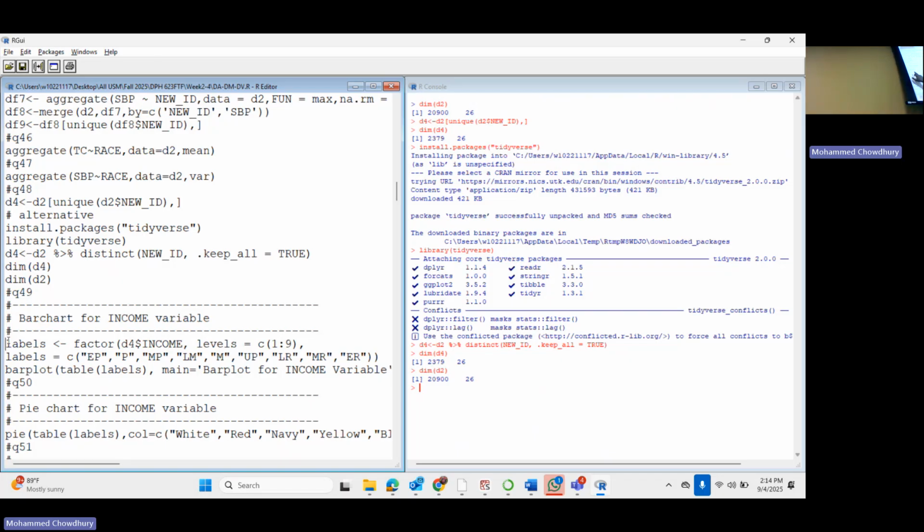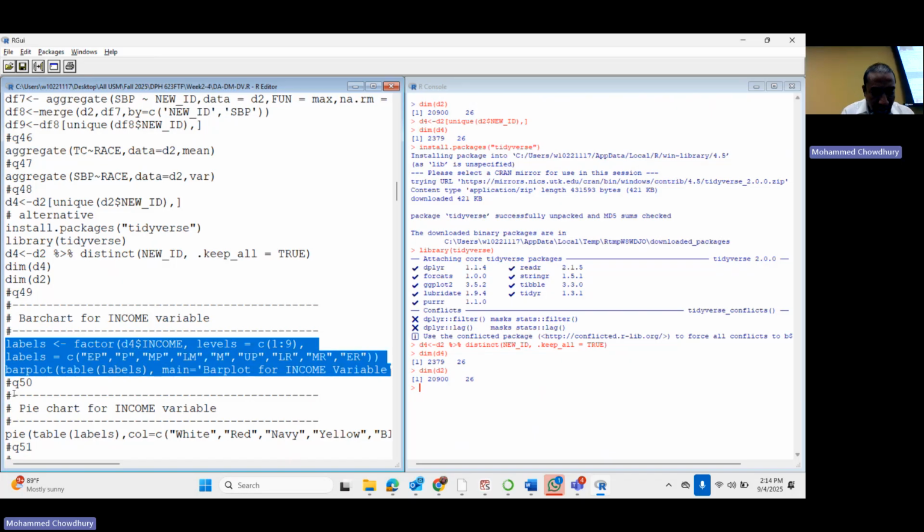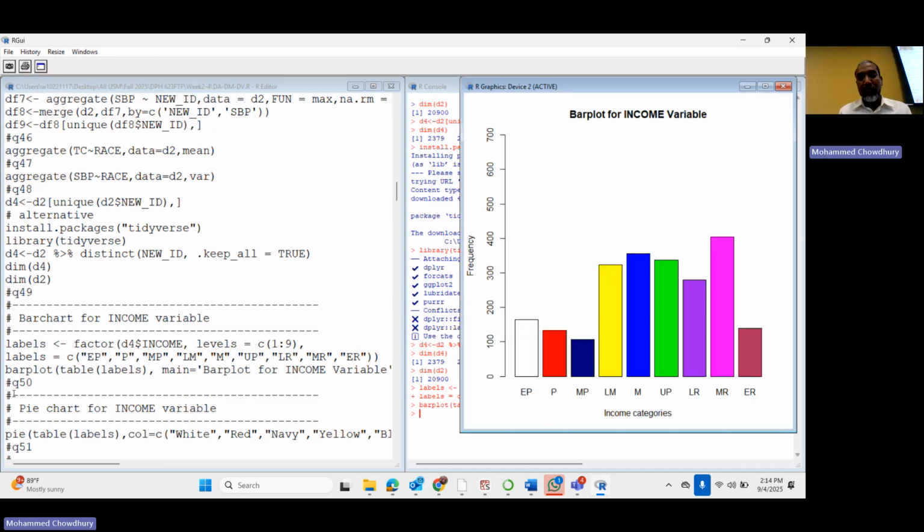These are the levels. Now I want to put them: extremely poor, poor, middle class poor, low class, lower class medium, medium, upper, like the lower rich, medium rich, extremely rich, something like that. I put the name and then I put the bar plot table labels, these labels and main bar plots. So that's the way you can construct the bar plot and show it in there. This is your bar plot.